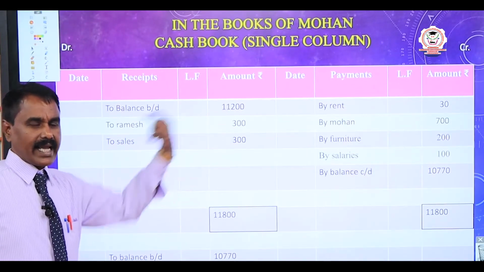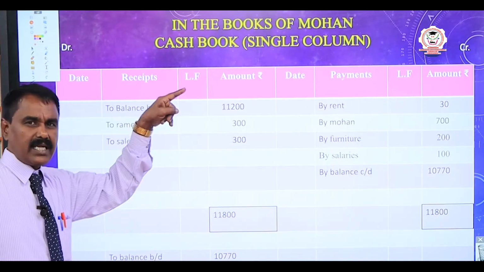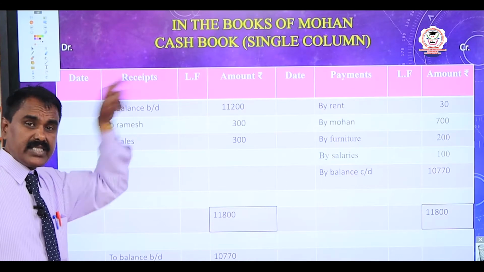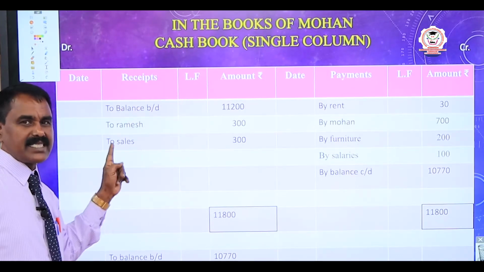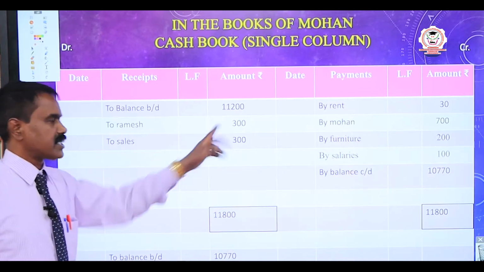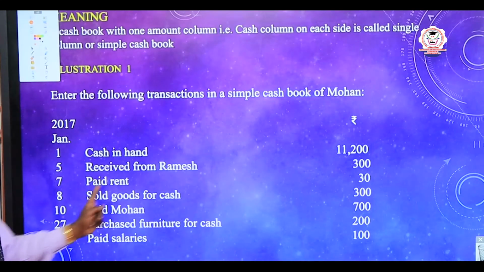Once again the entry: Cash account Dr. to Ramesh. Cash is debited in the journal, so in the cash book it will come to the debit side as To Ramesh 300.